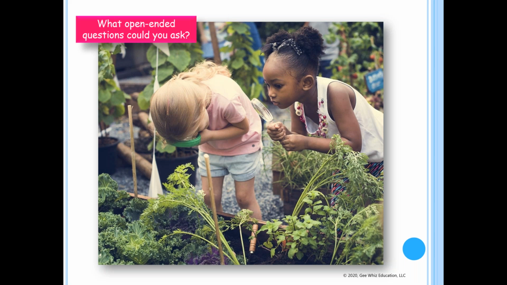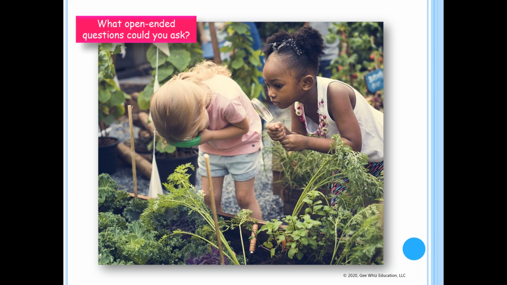What kind of vegetables do you see? What is in your garden? Why do you think some of the leaves are short and some are tall? That's a good question. How do you think the vegetables grow? What do you think makes them grow?